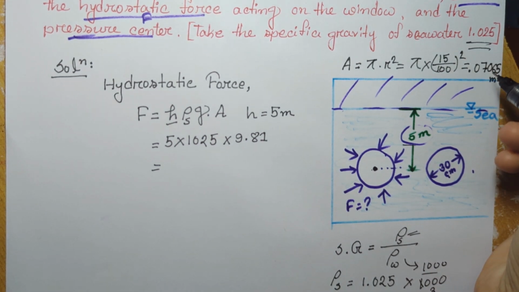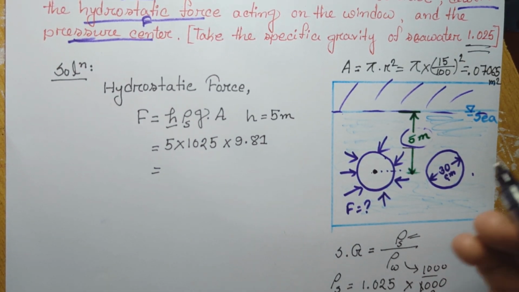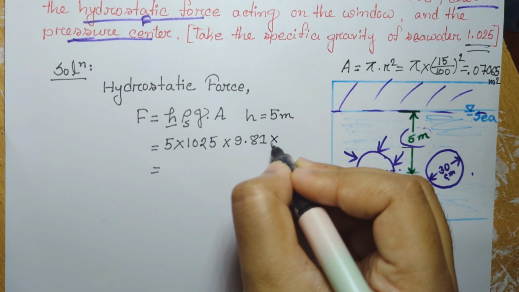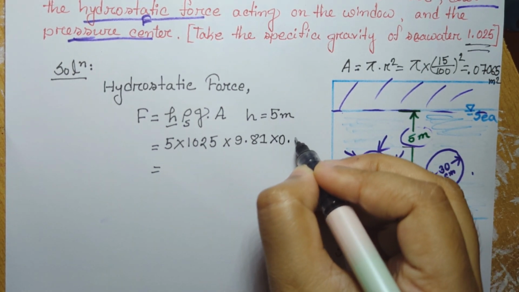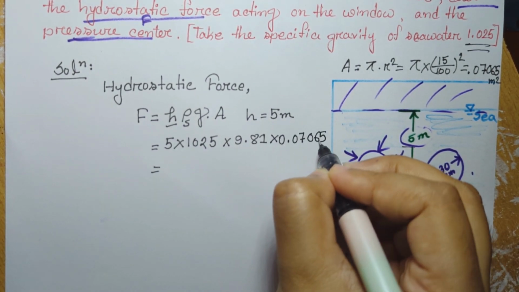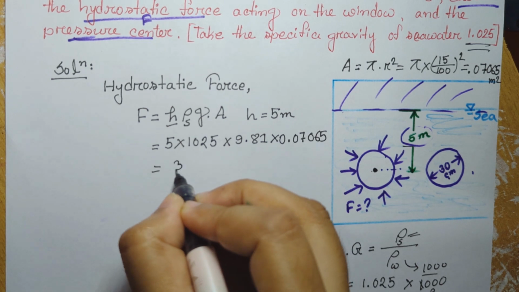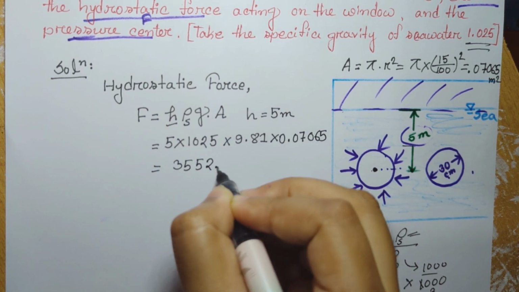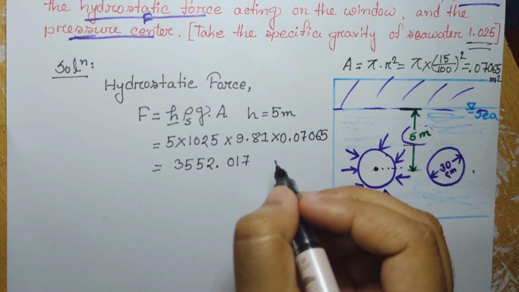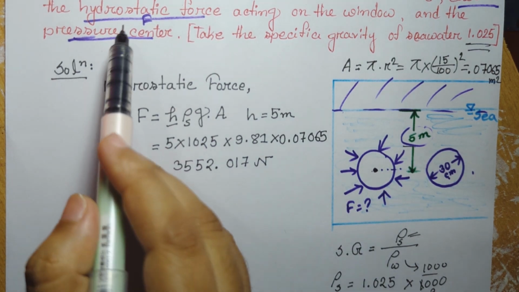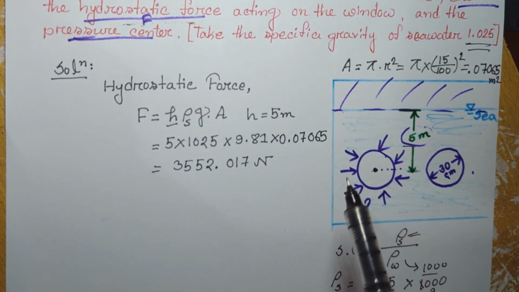The area comes to 0.07065 meter square. So we have to multiply that here, 0.07065, and our ultimate answer is 3552.017 Newton. So this is our required hydrostatic force working upon this window.